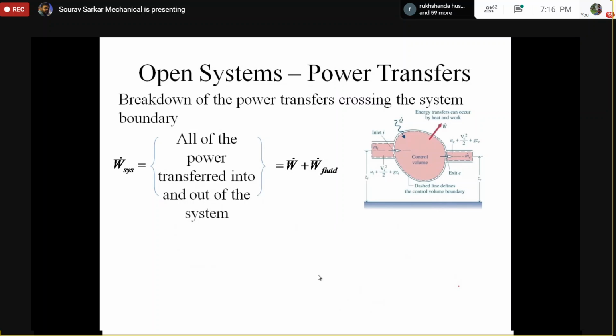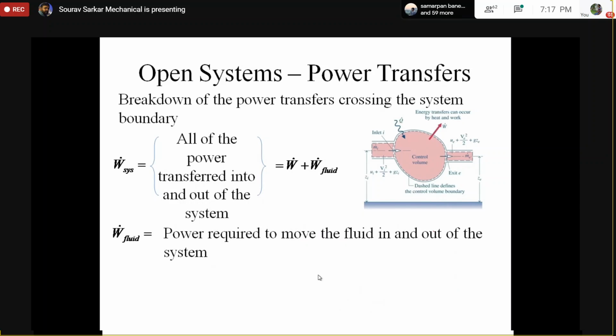Now what is happening is that the fluid work is the power which is required to move the fluid in and out of the system. What do you mean by that? Whenever the mass is entering the system, the mass is doing some work to enter inside the system. Because the system is not allowing the mass, it has to push to enter inside the system. Whenever the mass is leaving, the system is throwing out the mass. So the system is doing the work.